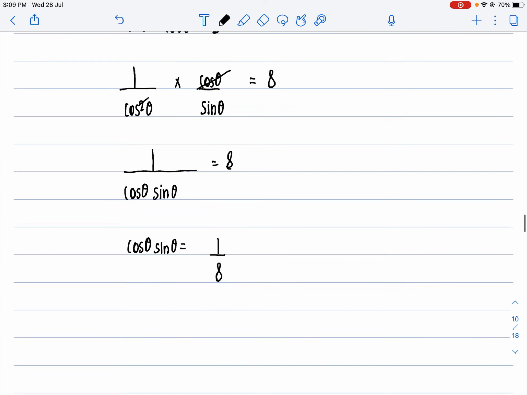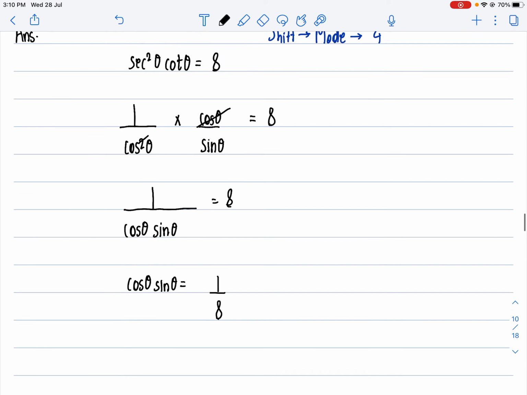So now you need to remember the sine double angle formula. The double angle formula of sine is sine 2 theta equals 2 sine theta cos theta, correct? This is what you basically get.